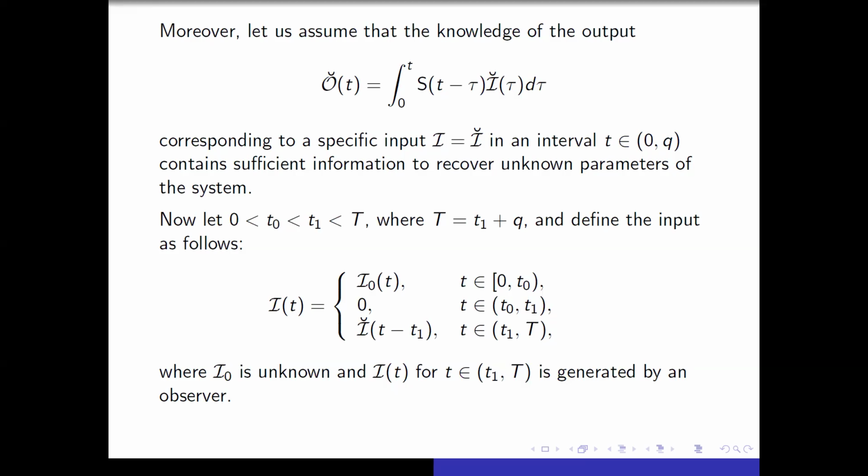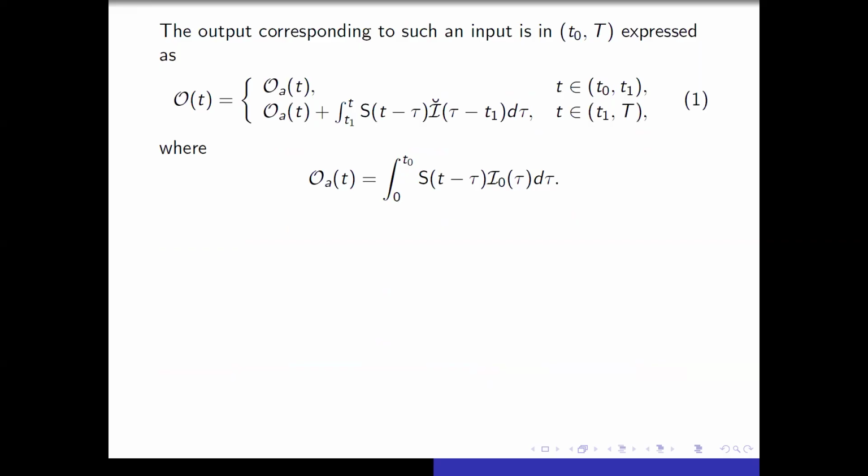Now let's look at how the output can be decomposed. This output consists of two parts principally. If we consider it starting from t0, before t0 we don't know it, but from t0 we measure it. From t0 to t1 it has such a form, with such an integral, and then from t1 to capital T it has such a form, with an additional integral here. And then we suppose, as I said, that this output is known from t0 to capital T.